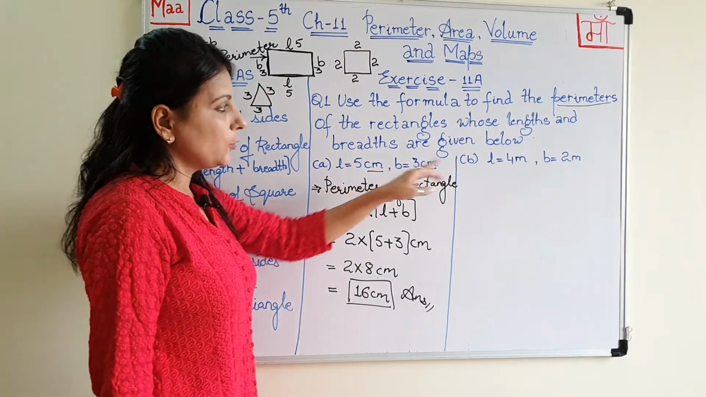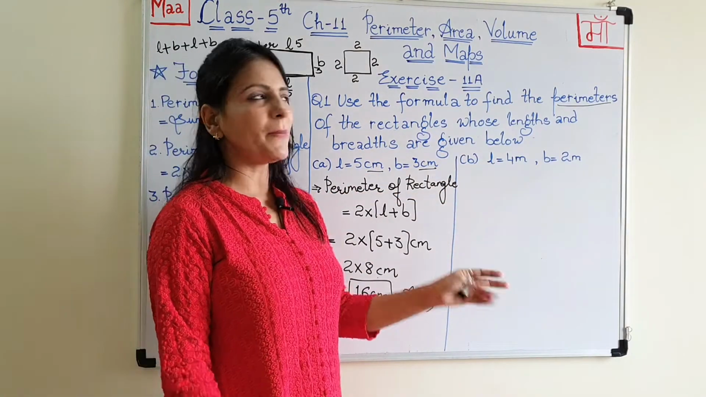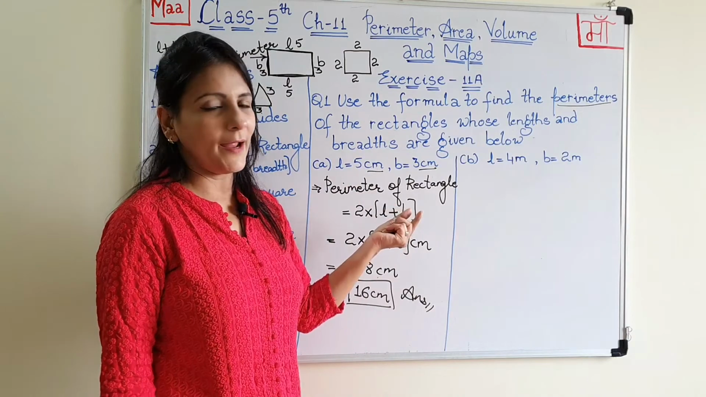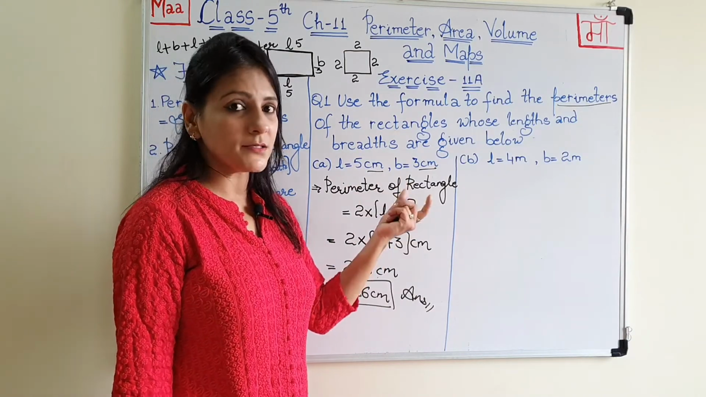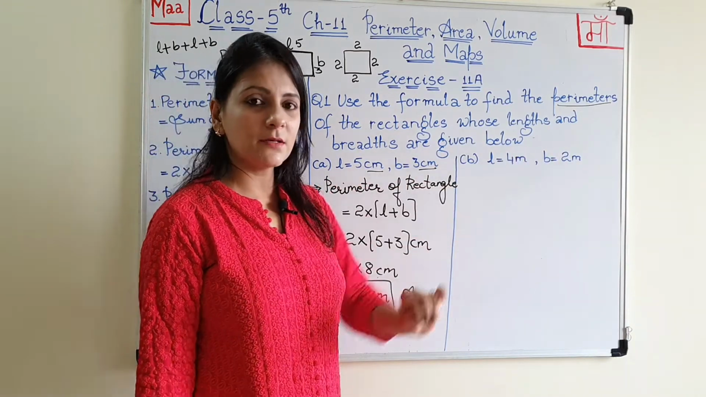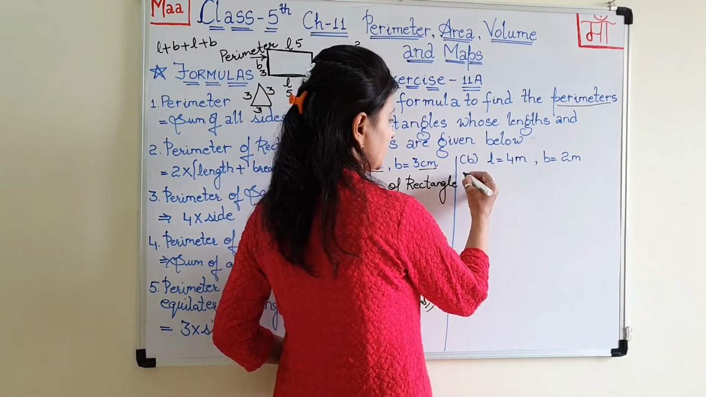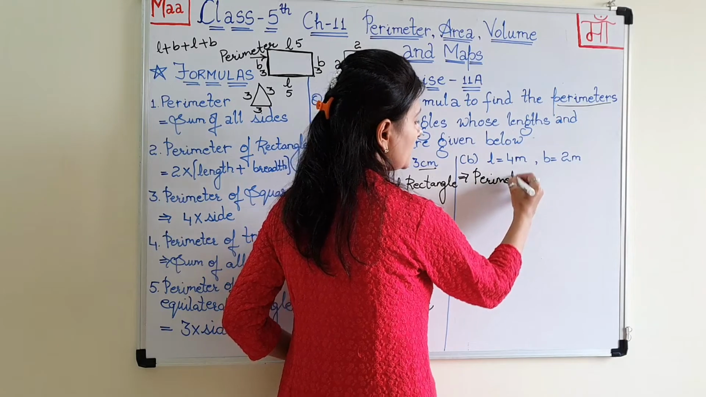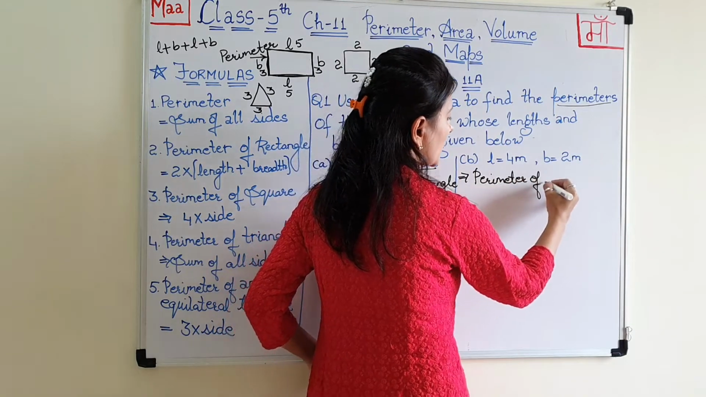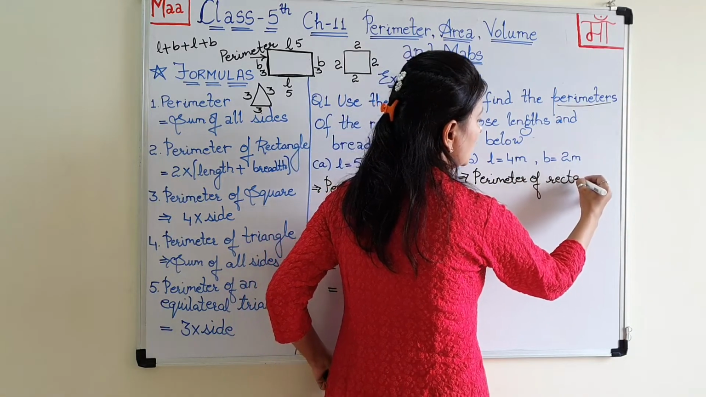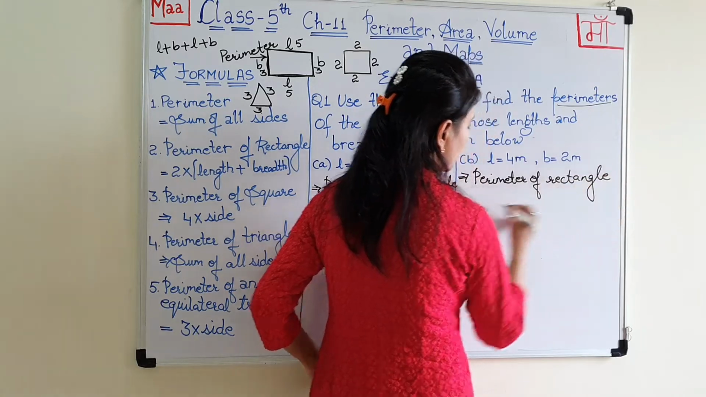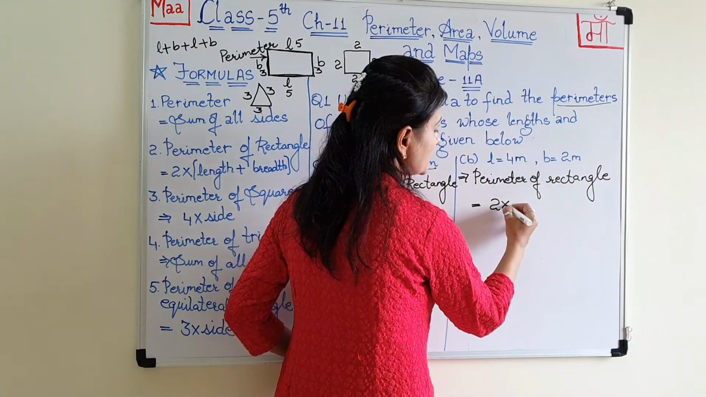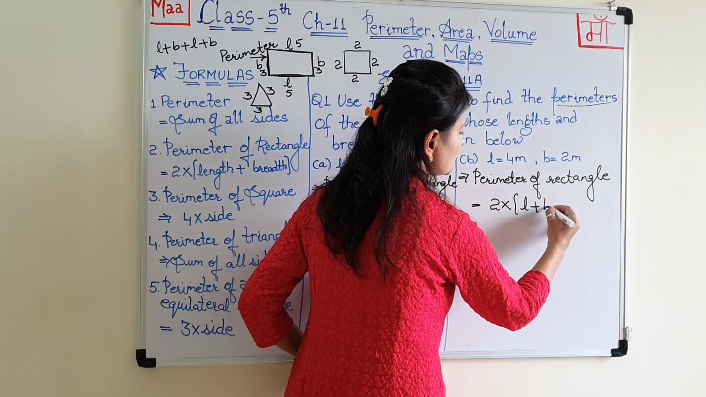Okay. Now see, similarly we have to do all the parts of question number 1, and it is seriously very easy. Again see, length and breadth is given. So simply we have to write firstly the formula of perimeter of rectangle. So perimeter of rectangle. After writing this, note down the formula, and you know it is 2 into length plus breadth.